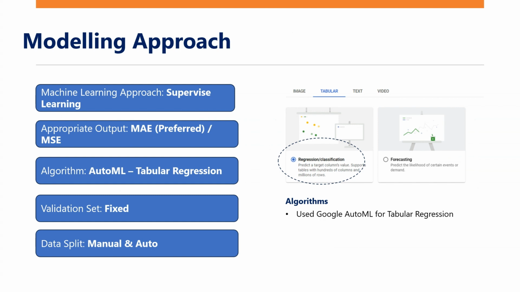As for the algorithm, since we used Google for this, we used AutoML tabular regression. The validation set was a fixed validation set, and for the data split, since we built around five different models, in some models I used a manual split between the training set, the validation set, and the test set. However, in other cases, we used the functionality provided by Google itself.